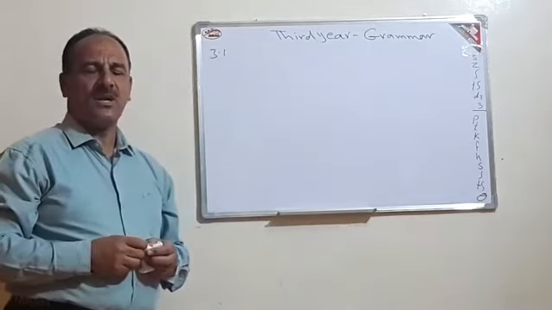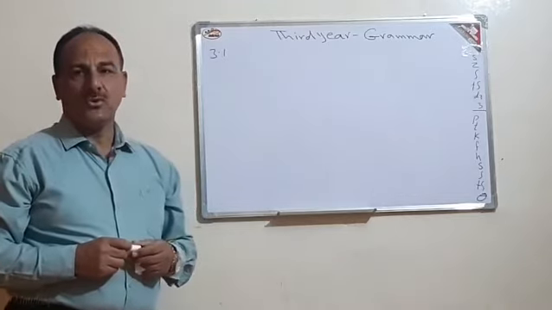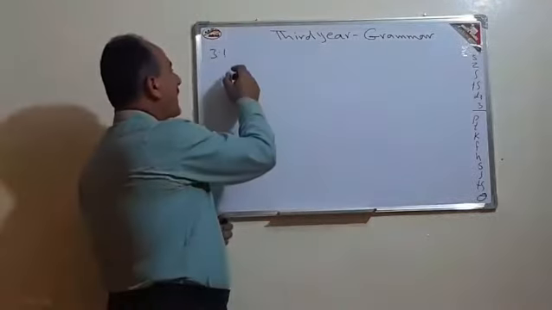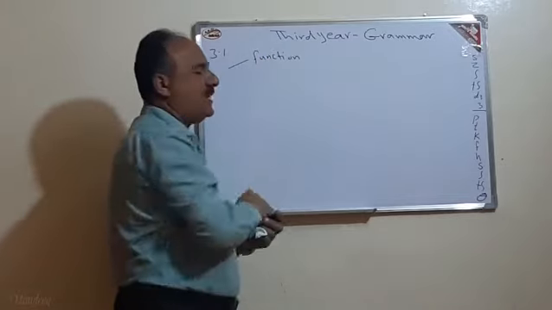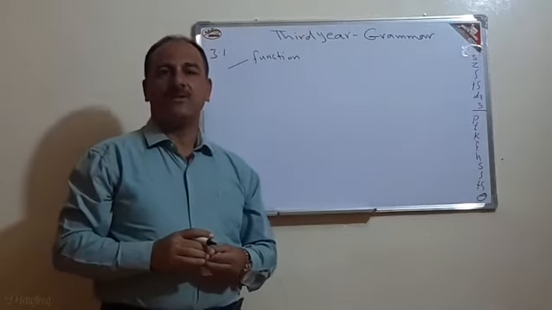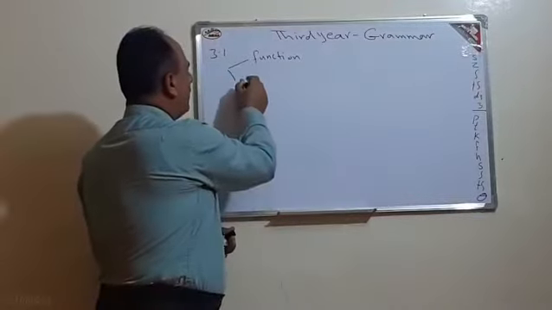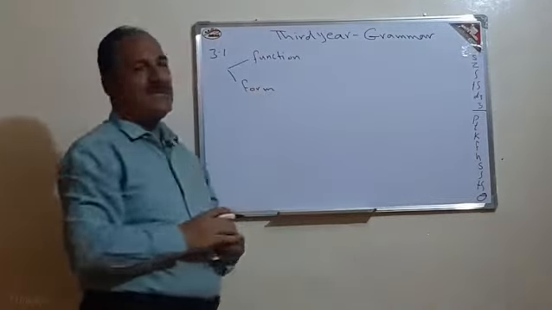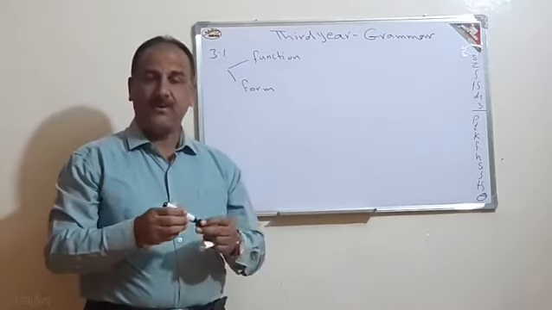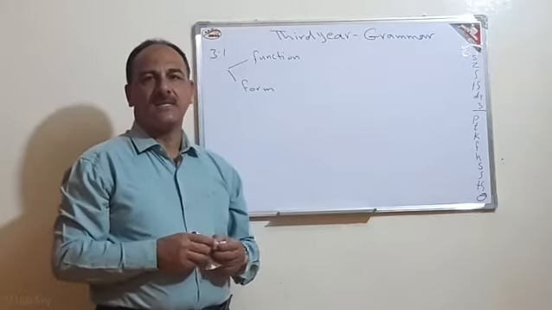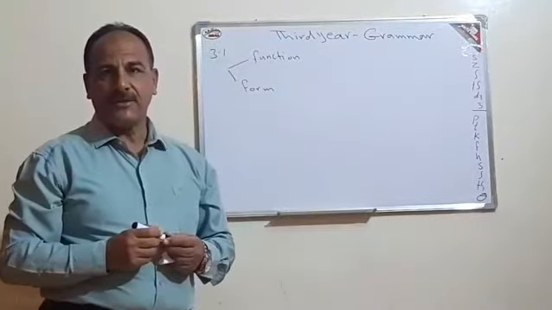In this section, we are going to classify the verbs according to two criteria. The first criterion is according to the function. We classify English verbs according to functions. The second criterion is according to the form. Form means the structure of the verb, while function means the role that the verb plays in the sentence or in the clause.